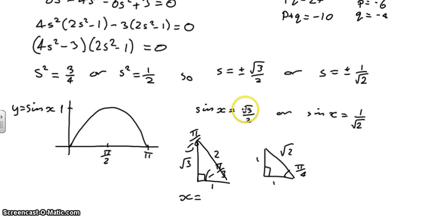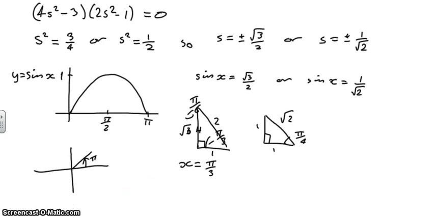So which angle has a sine of root 3 over 2? Root 3 over 2, that's opposite over hypotenuse, that must be pi by 3. So we have x equals pi by 3. Again, looking at our CAST diagram, if the first angle here is pi by 3, the second angle here must also be pi take away pi by 3, which is 2 pi by 3.